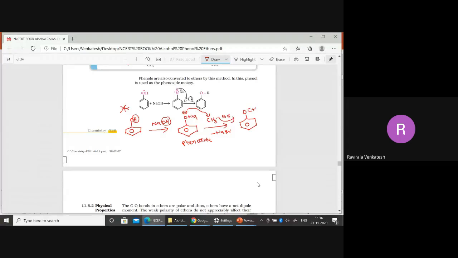Now we are going to get OCH3. That means in examination, how do you convert phenol into anisole? In this way they ask us. How do you convert phenol into anisole? This is anisole. This is called anisole. So conversion of phenol into anisole. Now if they ask directly, you will get many doubts. But if you practice in this way, you can easily find out. Phenol, first you treat with sodium hydroxide, you get phenoxide, and phenoxide is treated with methyl bromide to get the anisole.